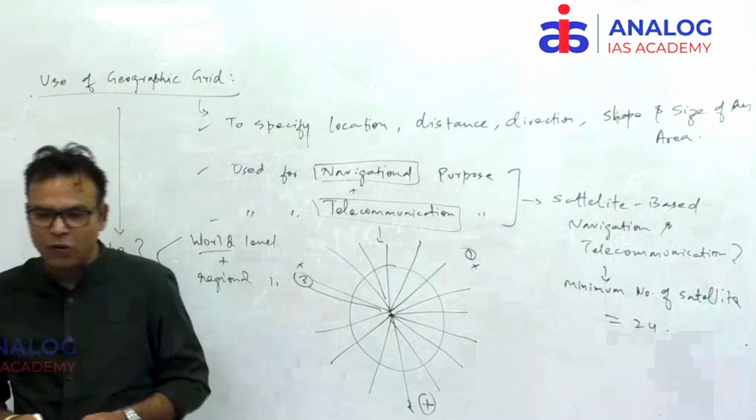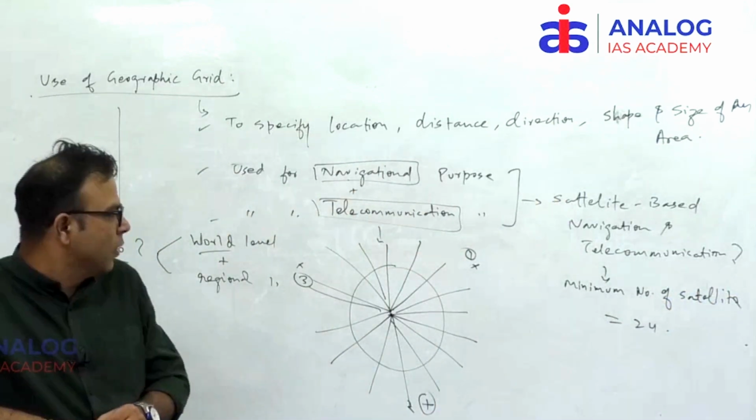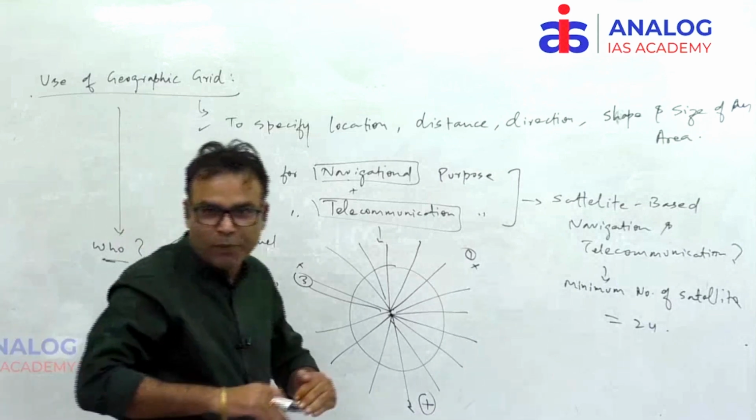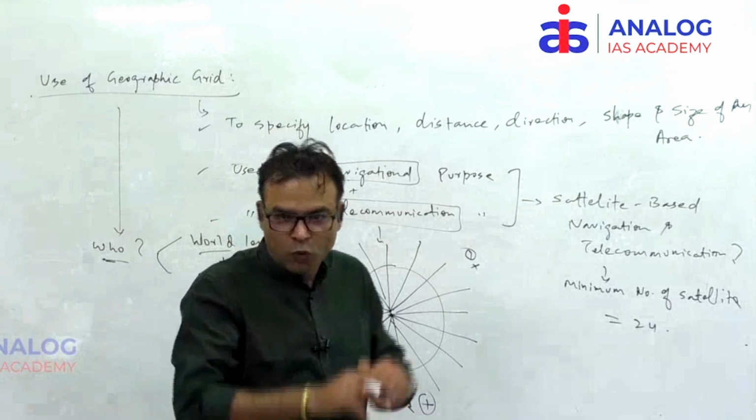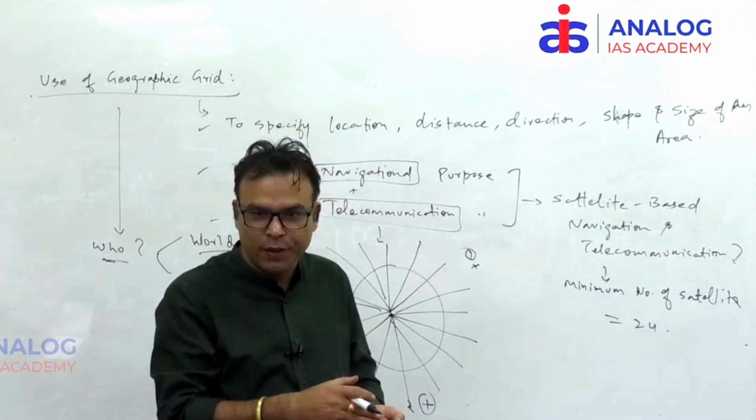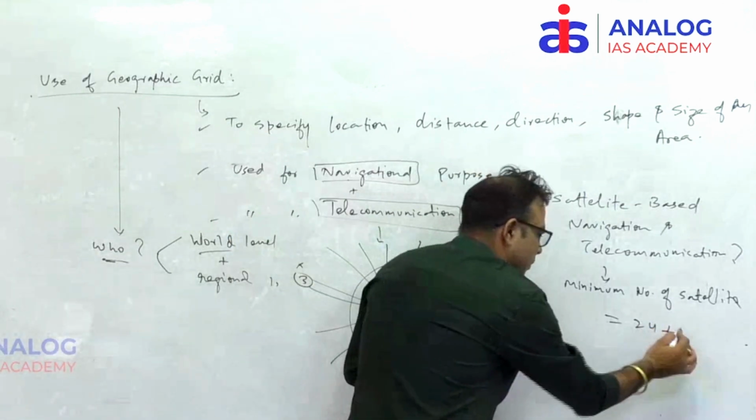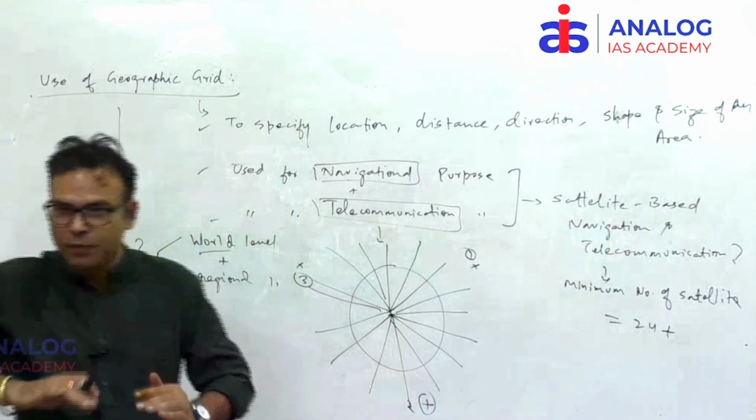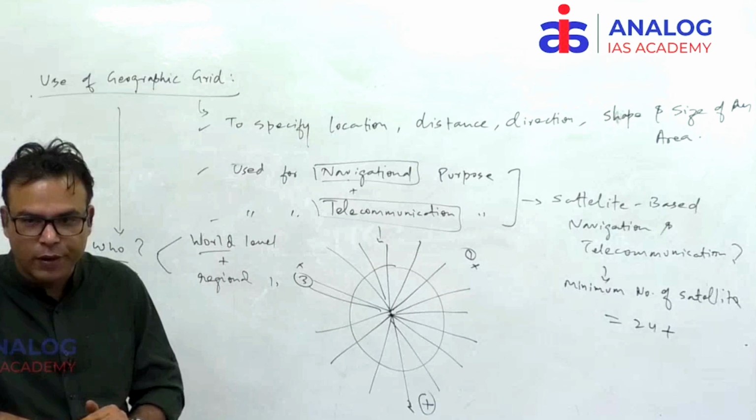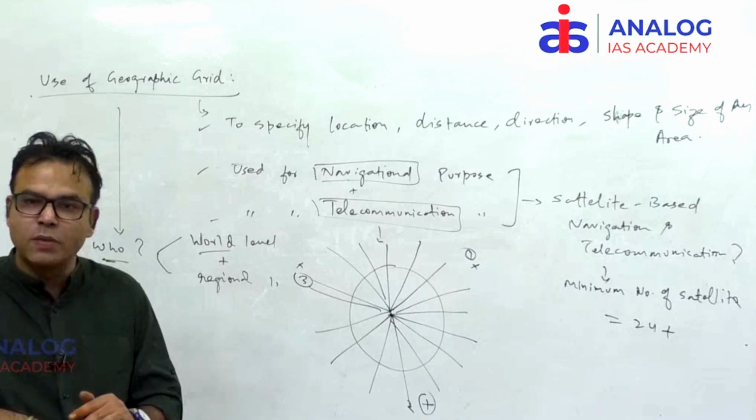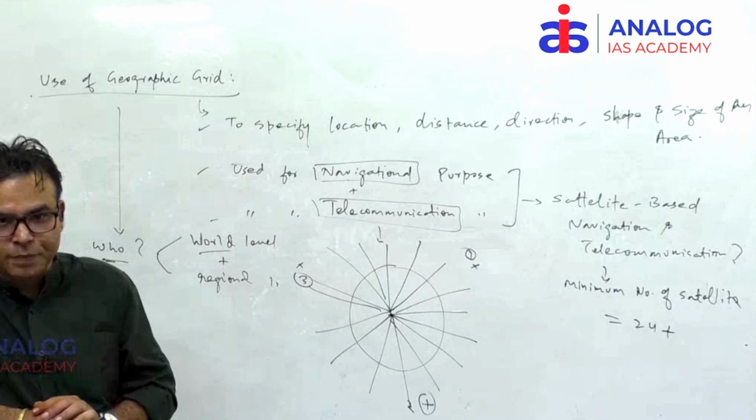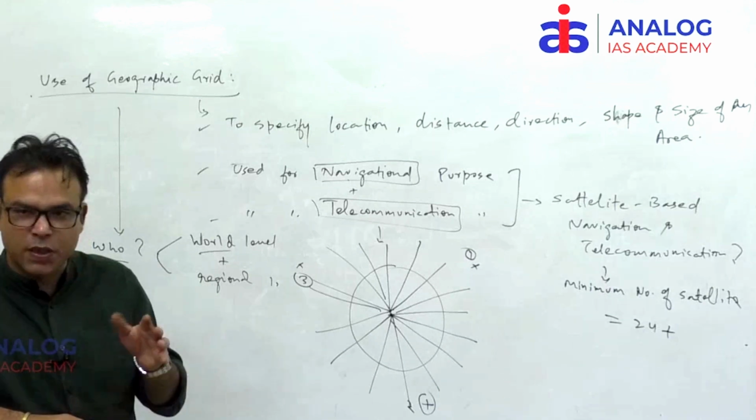Minimum number of satellites required for world level telecommunication and navigation is around 24 plus. So if you want more precision, more accuracy, the number of satellites should be above what? 24. At least 24. So like China is having a project of 35 satellites. Okay. And American GPS is still with the 24.